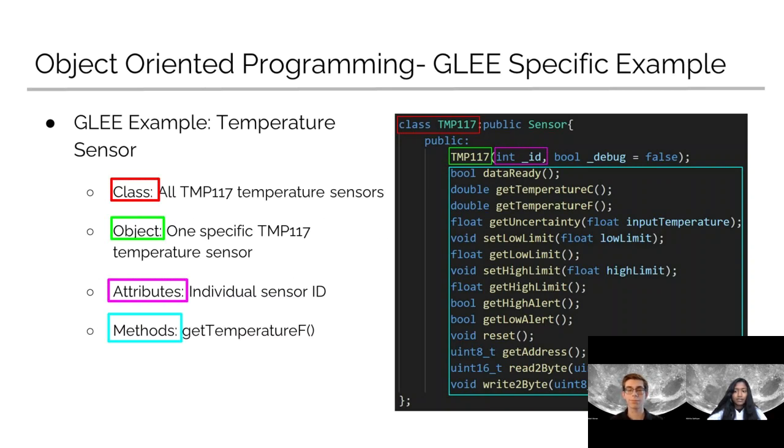And what's a more specific example to the Lunasat? Yeah, so here we have a picture of some of our source code. This is the TMP117 class. A class is kind of like a base plate for objects, and here we have basically a base plate for our temperature sensors. An object is an instantiation of a class and it represents one specific temperature sensor, whereas our class will represent all temperature sensors. And of course, one object will have its own attributes and methods, like its sensor ID and the get temperature Fahrenheit function.